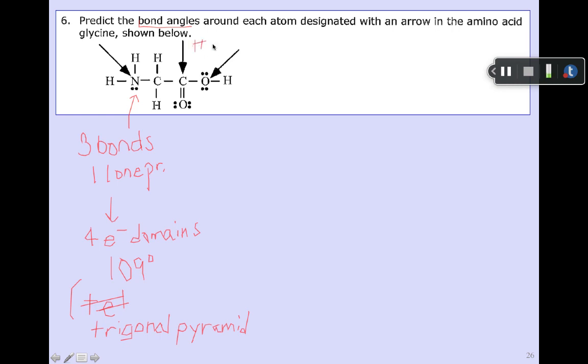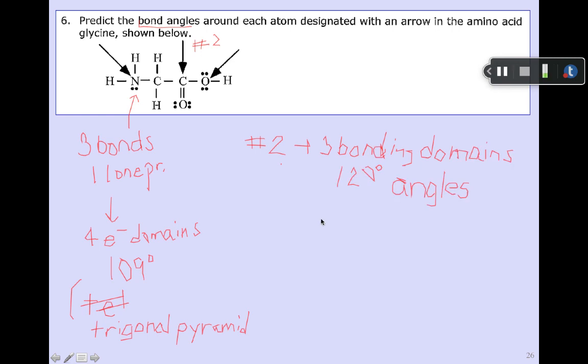Okay, the second one is this carbon in the middle. I'm going to label it, carbon is example number 2 here. So number 2 is the carbon that has how many bonding domains? Well, it's going to have 3 bonding domains because there's 3 atoms attached. And in this case, it's 2 bonds in one of those domains, but that's all right. And 3 bonding domains means that you're always going to have the same angle, which would be the 120-degree geometry.